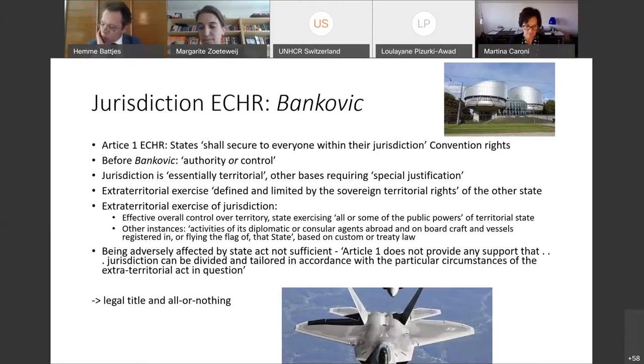And according to many commentators, what the court here did was basically making a mistake. So what the court here did was basically taking the concept of prescriptive jurisdiction, so for the Netherlands, the Dutch lawmaker makes laws, as the basis for jurisdiction in Article 1.